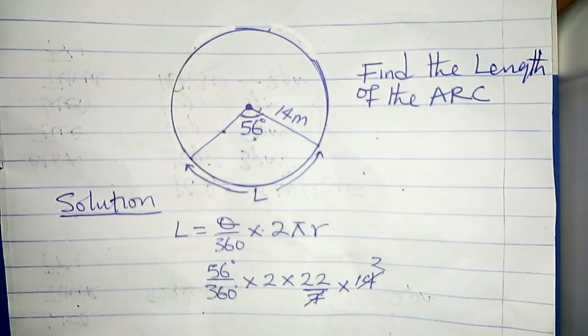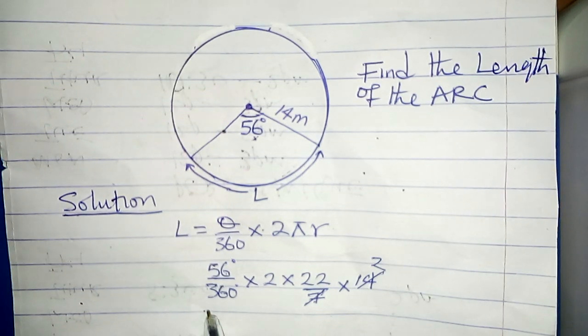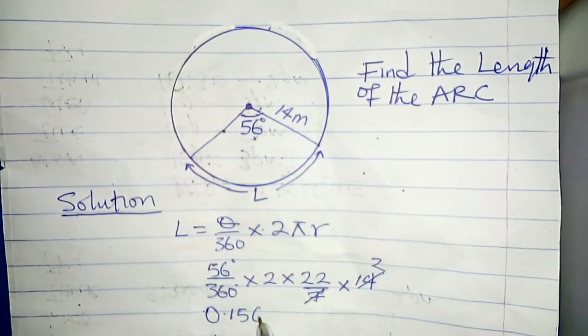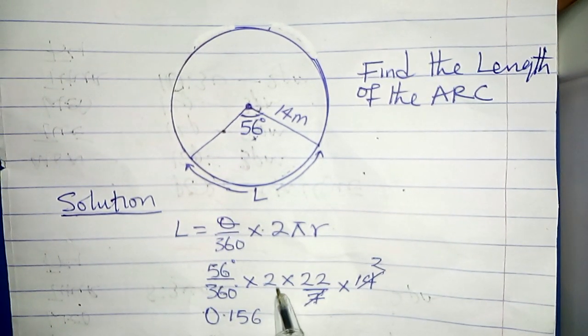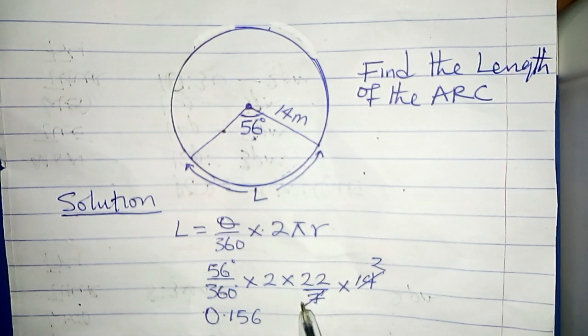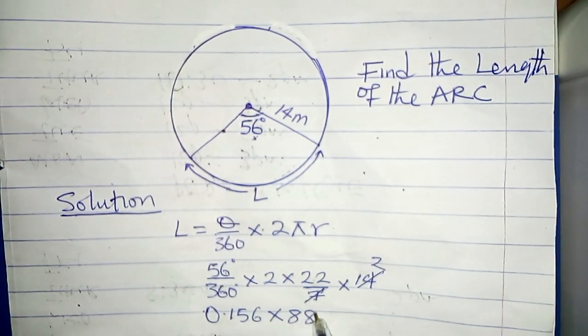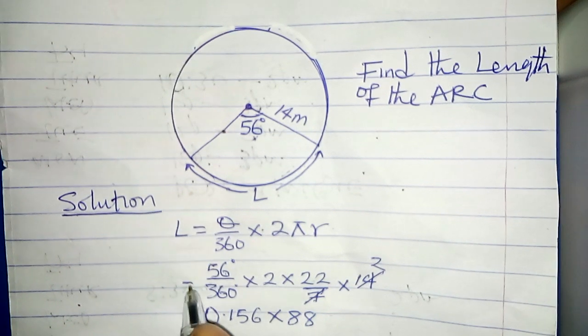The next thing we need to do, 56 divided by 360 will give us 0.156. 2 multiplied by 22 will give us 44. 44 multiplied by 2 will give us 88. So multiply by 88.